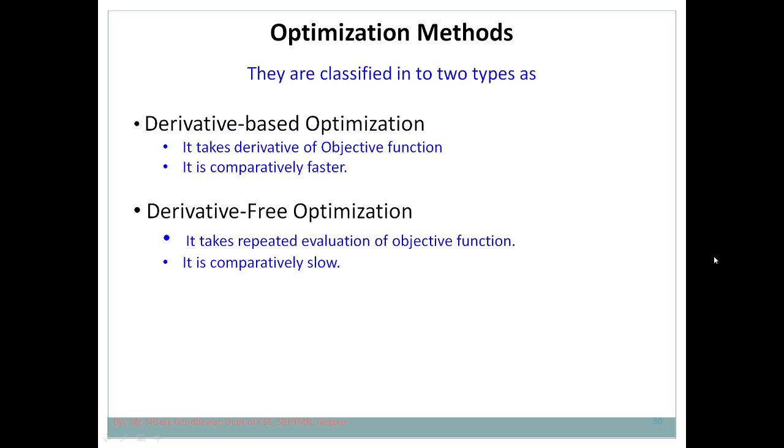The thing is very simple. Directly in this case you are taking the derivative of the objective function, but you are not evaluating it again and again. So these are the main two categories of objective optimization techniques in soft computing.